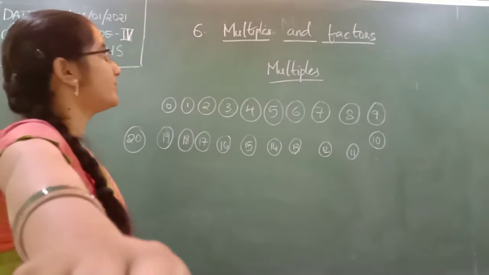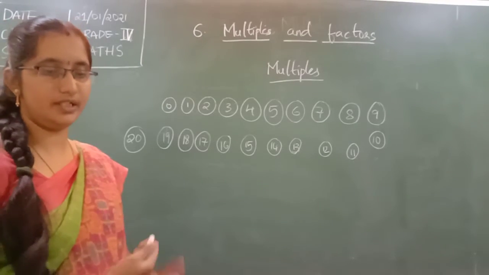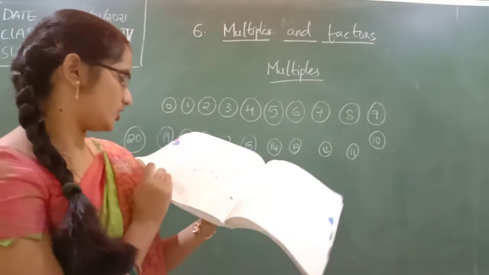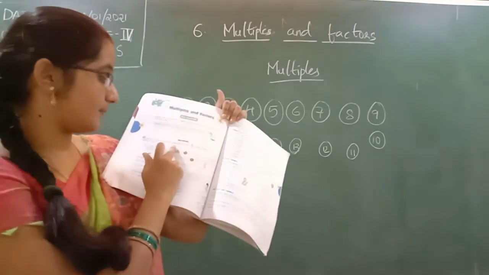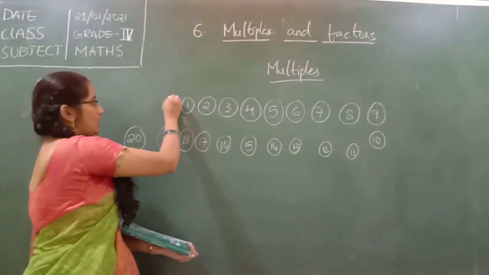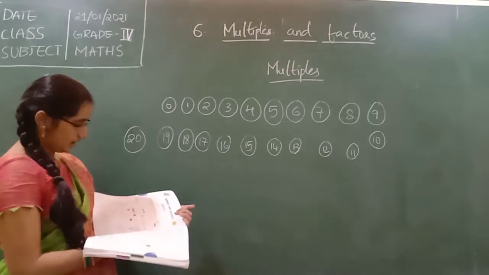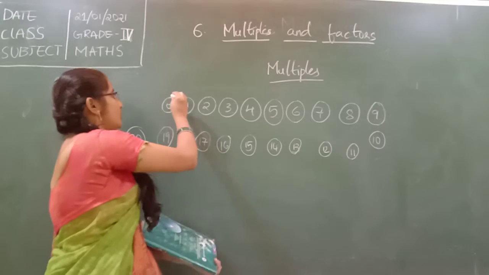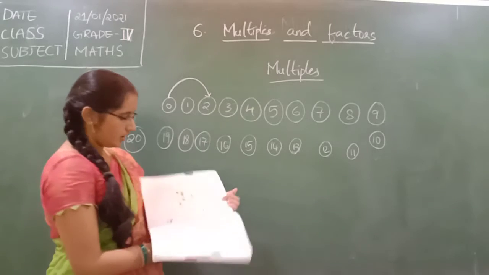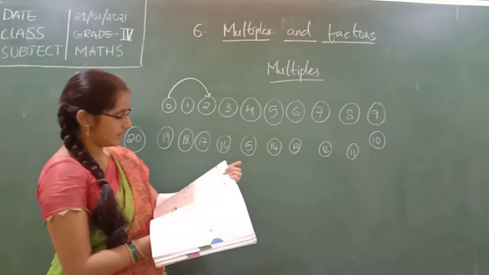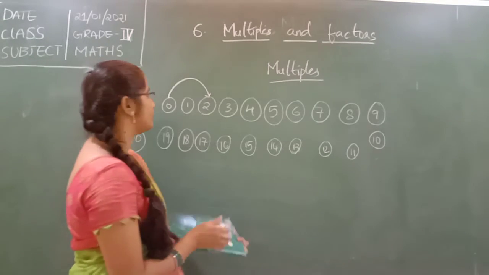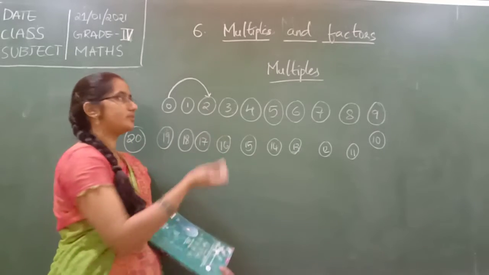Here we have the topic multiples. What are multiples? And here we have some explanation. A frog jumps 2 steps at a time starting from 0. From 0 it jumps 2 steps. And a rabbit jumps 3 steps at a time starting from 0. 1, 2, 3, 3 steps at a time.